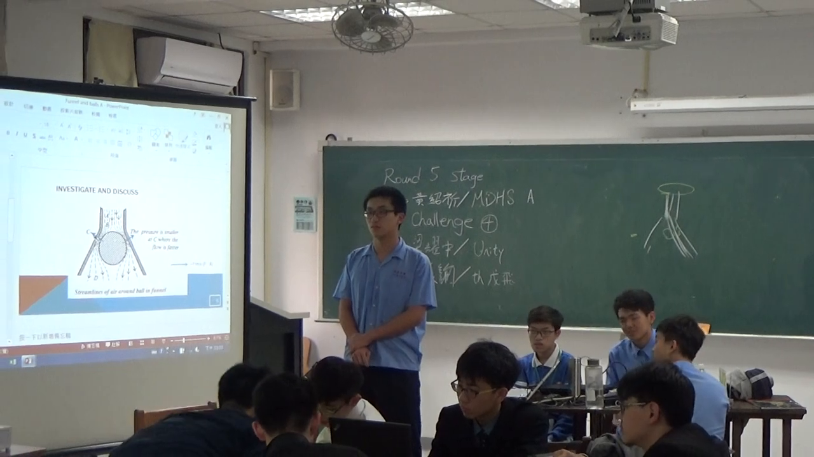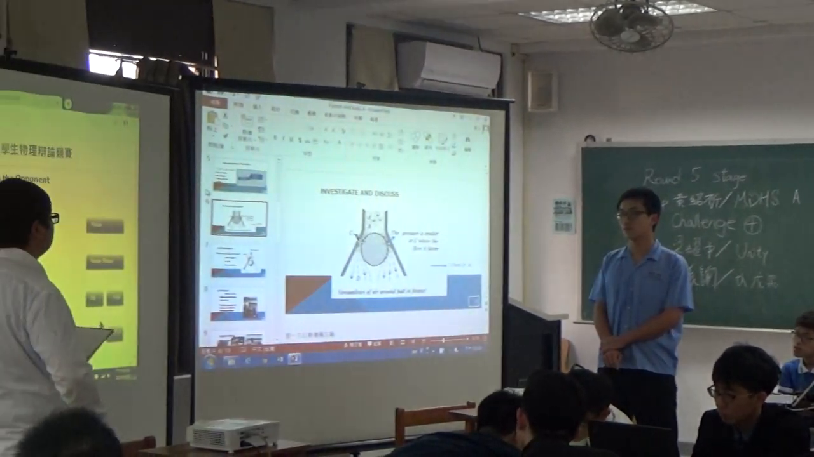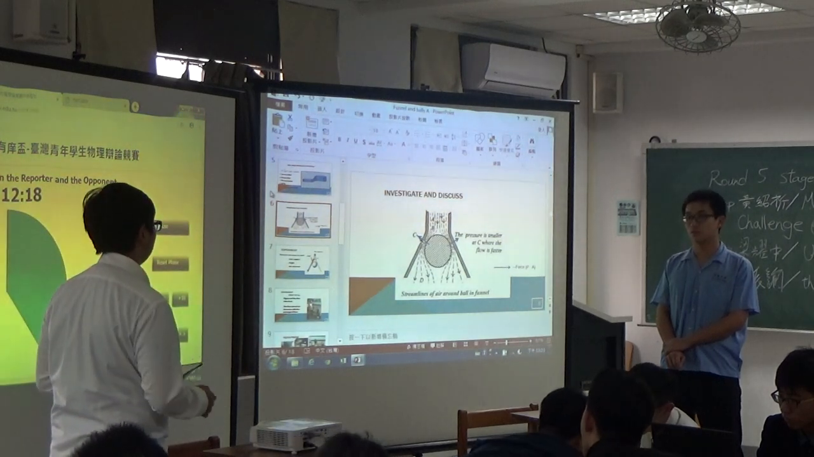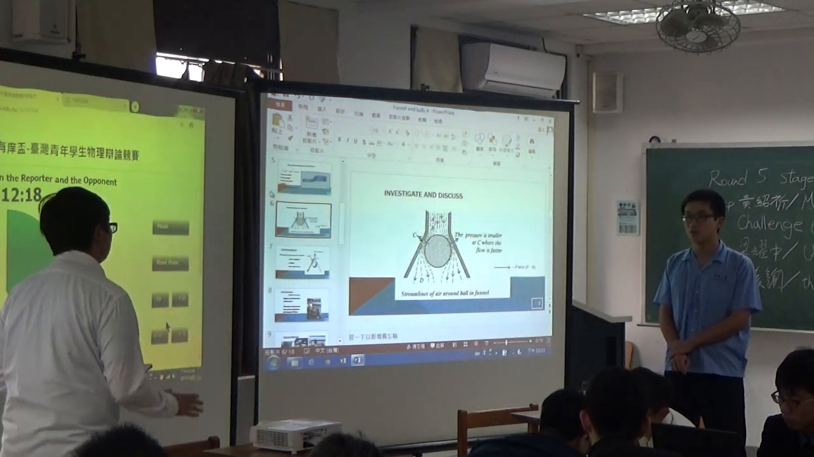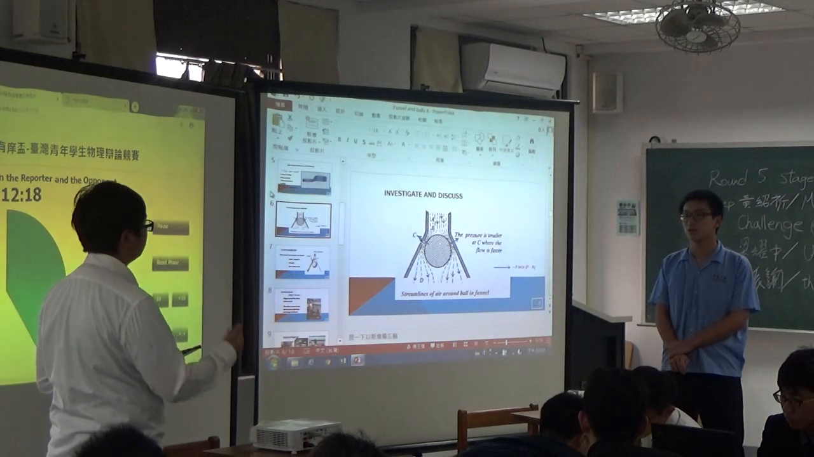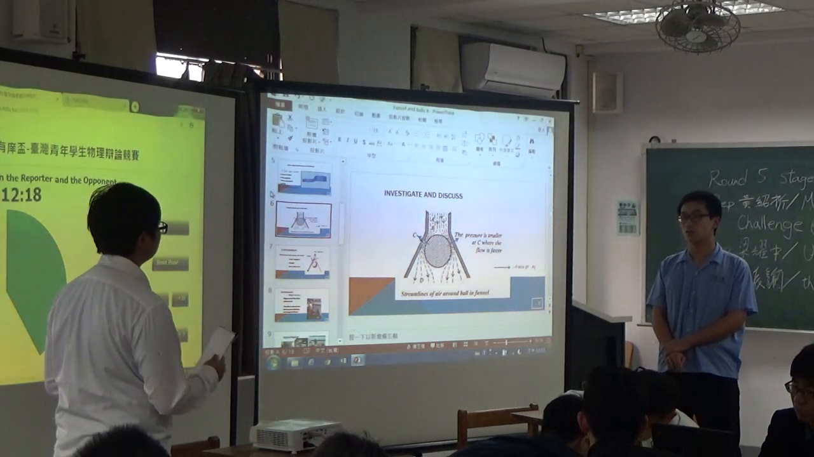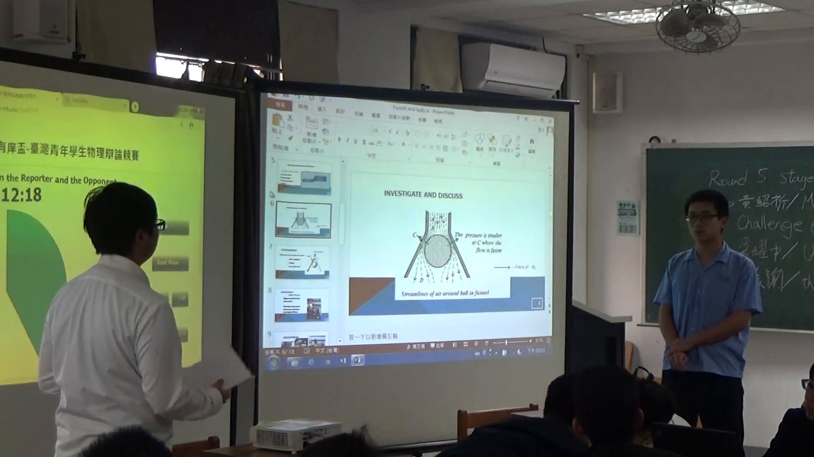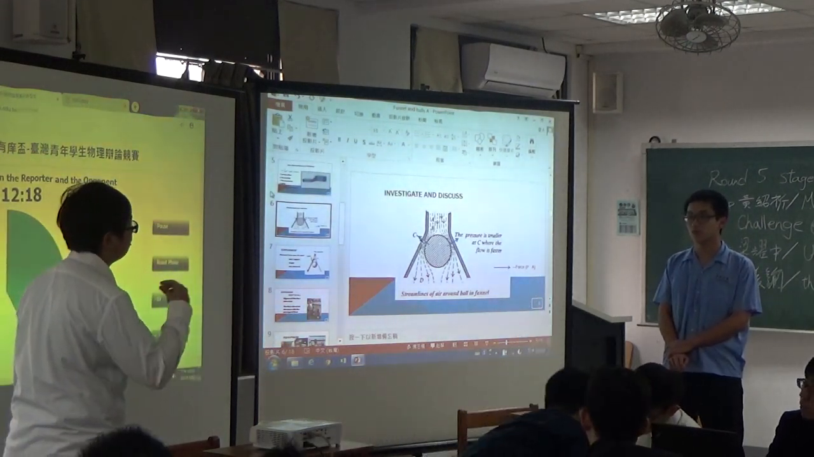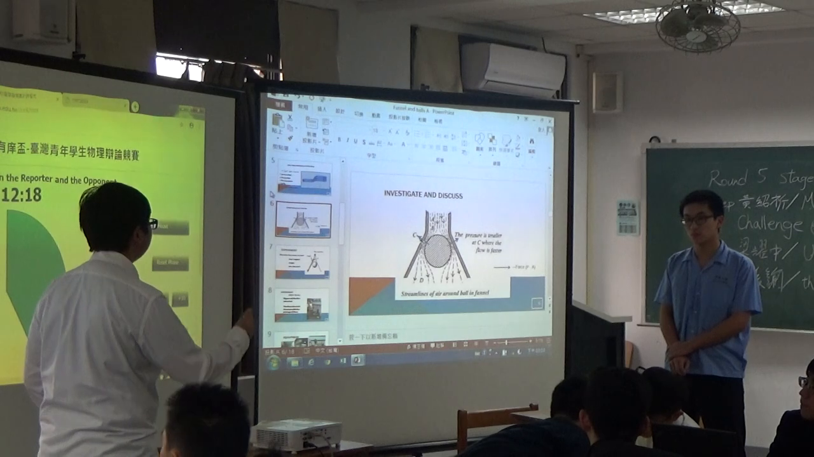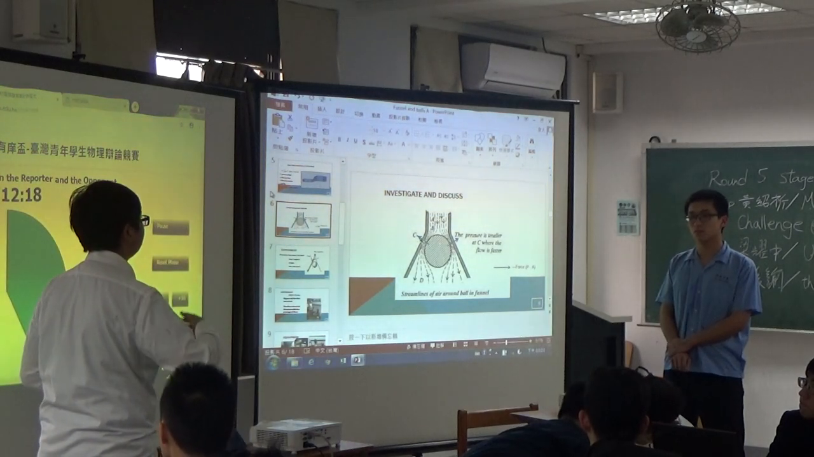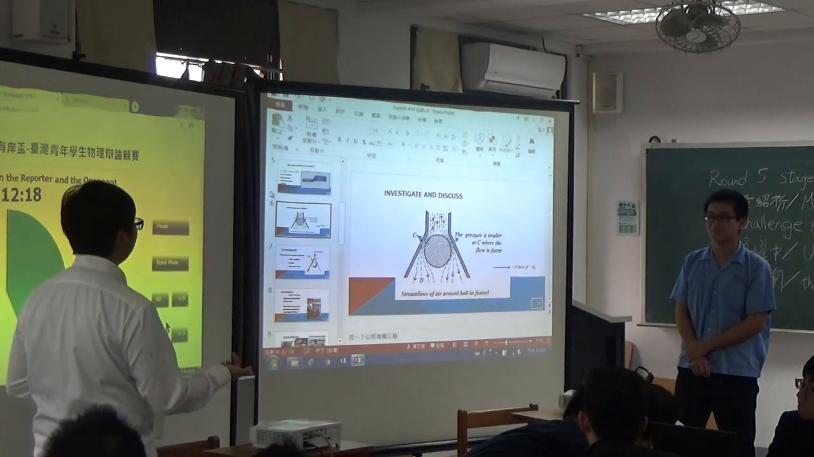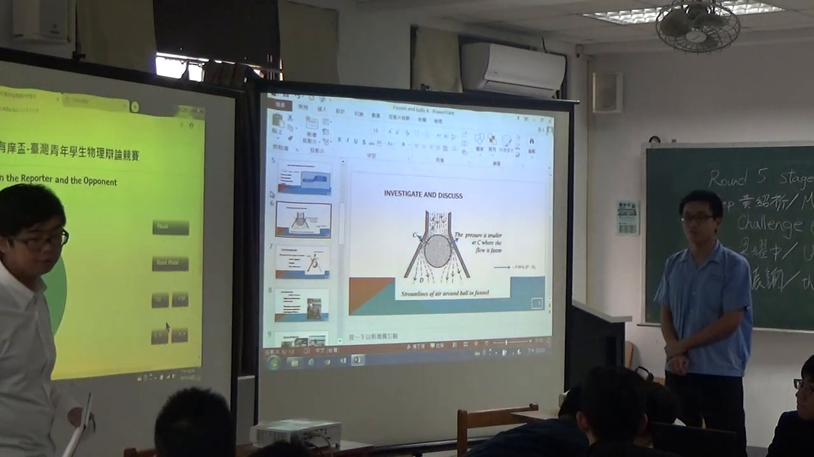But we all know the condition of Bernoulli's principle is that the flow is a laminar flow. The definition of laminar flow is that the Reynolds number is smaller than 2,000. Have you ever tried to measure the Reynolds number? Because if the Reynolds number is too large, you can't even use Bernoulli's principle in any prediction. Have you ever tried to test the Reynolds number?